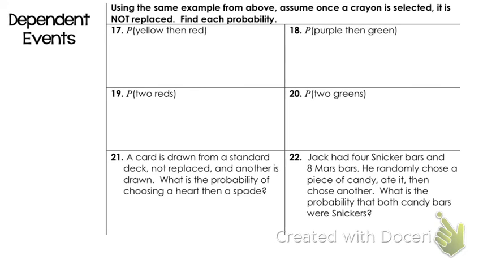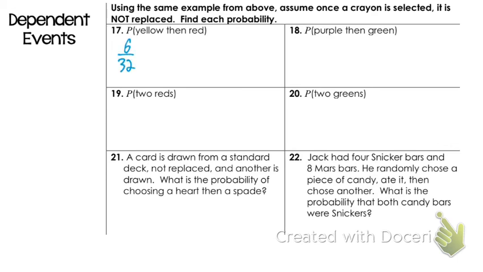Dependent events. These are ones that are going to depend on each other. Using the same example from above with all these crayons, but assume once a crayon is selected, it is not replaced. Once I take one out, am I putting it back in? No. Is that going to change how many crayons are left? Yes. So find each probability. Find the probability that we get a yellow crayon. Fresh bag, 32 crayons in there. What's the probability I get a yellow? 6 out of 32.